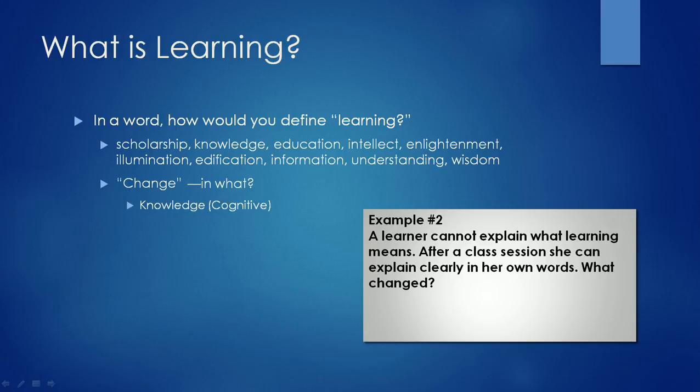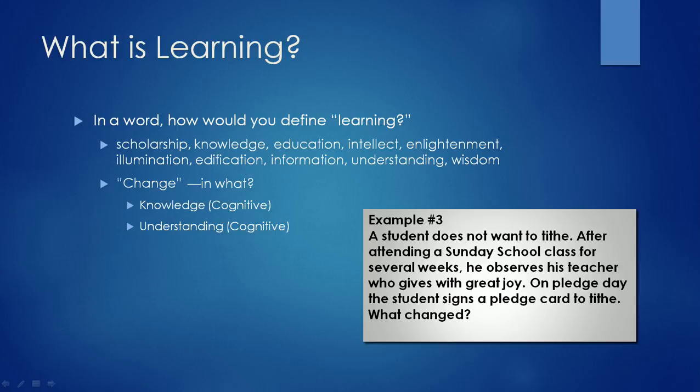Here's another example. A learner cannot explain what learning means. After a class session, she can explain clearly in her own words what changed. Well, this is a little different than the first one. The first one was just repeating facts that had been learned. Well, this is actually explaining something. So there's a change in some level of her understanding, right? If she could repeat in her own words or explain in her own words something that she didn't understand beforehand, guess what? That shows a change in her understanding, which is also part of the cognitive domain in the thinking, but at a different level.